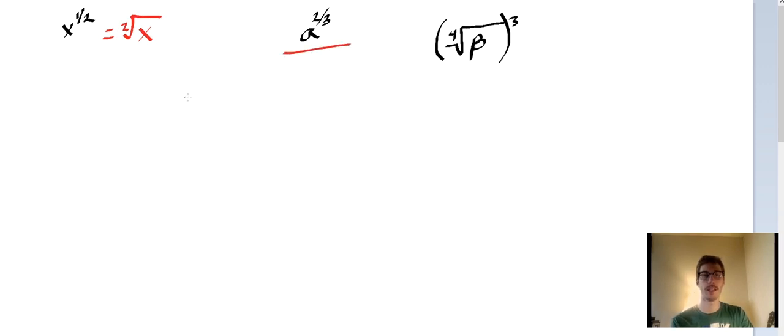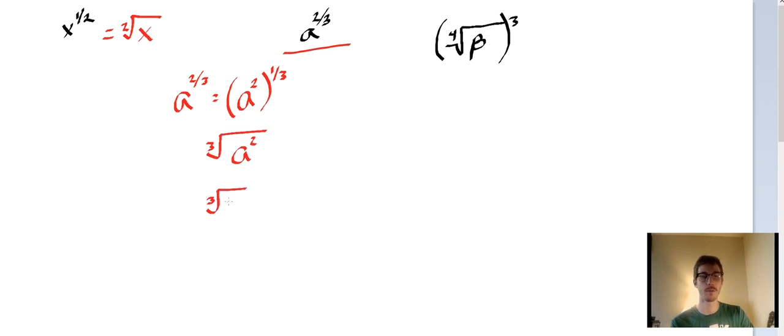And let's take a look at a to the 2/3. So a to the 2/3, and we can do the reverse of the power to a power rule. We can do a squared to the 1/3. Well, that looks a lot easier. We just know that it's a squared and the cubed root. And you can also write that as the cubed root of a squared. It's the same thing. You can do it either order.